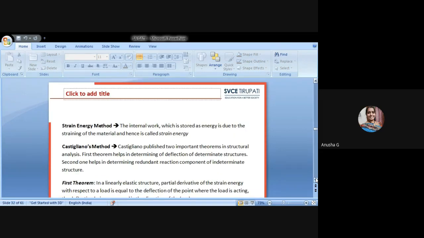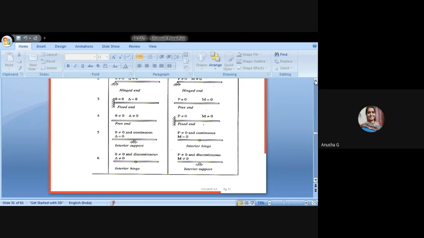If you see the fifth condition, interior support, that means there will be one internal support at the center. Then slope is not equal to 0 and continuous deflection equals 0 here. Similarly, the force is not equal to 0 and continuous moment equals 0 here. Whenever the slope is related to the force, deflection must be related to the moment here.